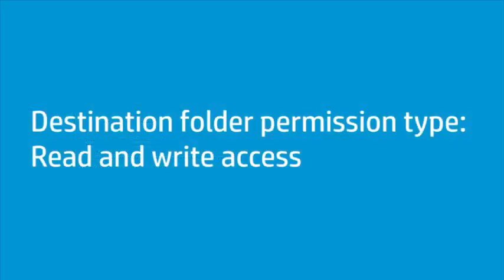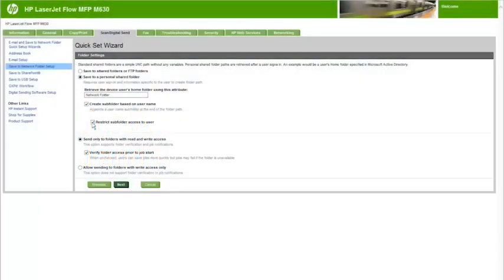To send scanned documents to a folder configured for read and write access, complete the following steps. If not already selected, select Send Only to Folder with Read and Write Access. To require the printer to verify folder access before starting a scan job, select the Verify Folder Access Prior to Job Start checkbox. Click Next.